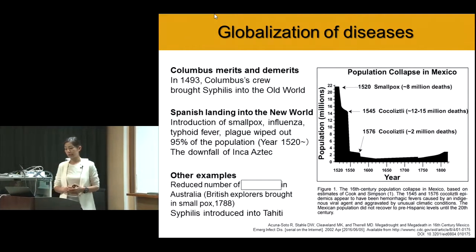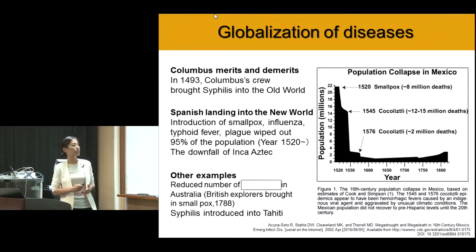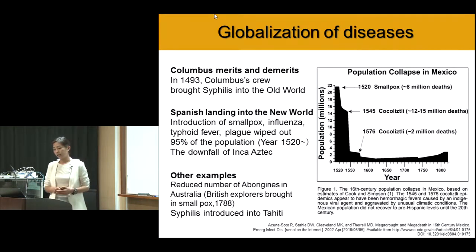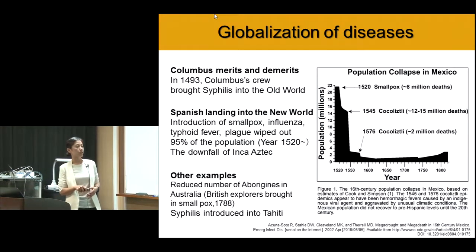Other examples include the reduction in number of Aborigines in Australia, when British explorers brought in smallpox in 1788, and also when syphilis was introduced into Tahiti.